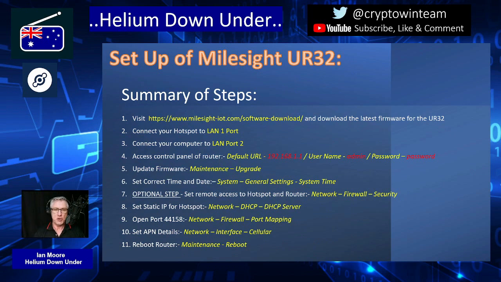The URL for the Milesight UR32 is always going to be 192.168.1.1, and the default username is admin, and the default password is password, but you will need to obviously set that the first time you go in there, so the password will always be whatever you call it, and you could have even changed the username if you want from admin.